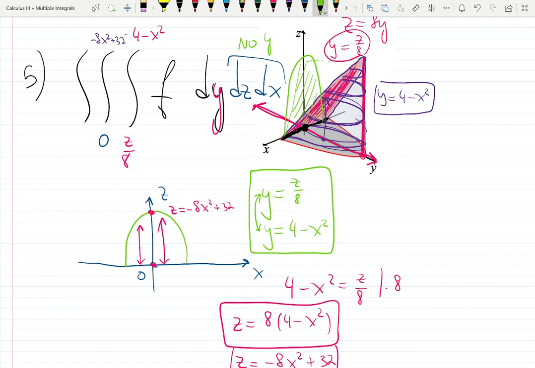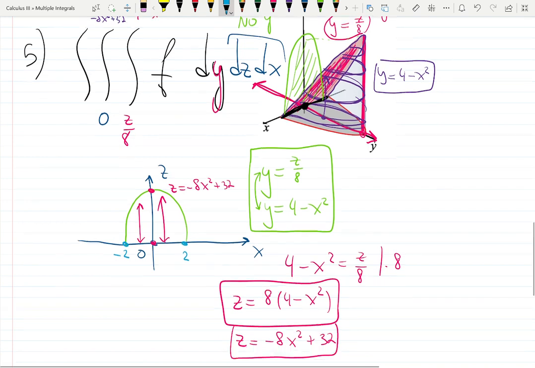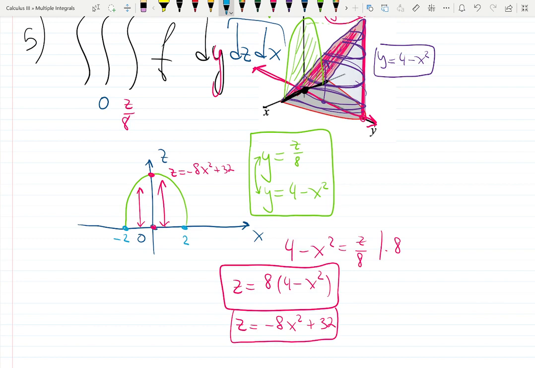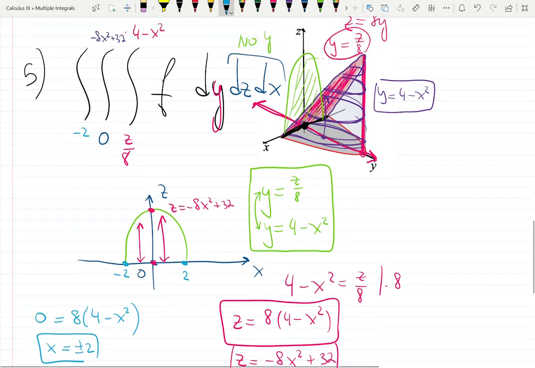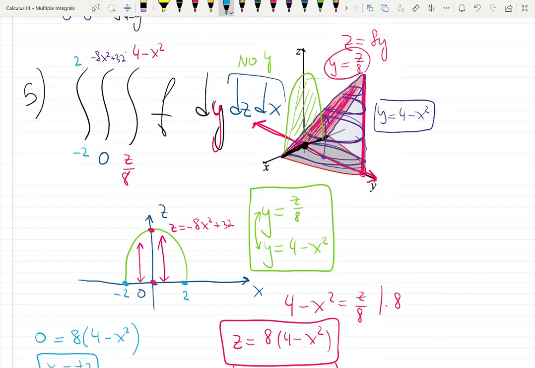Finally, x is going from a number to a number. What numbers? I'm talking about these numbers because x here is running from minus 2 to 2. How do we know? We already found it before. That is the intersection of this parabola when z is 0, right? Because z is 0 on the x-axis. So 0 equals, that's why it's nice to have a factored form. It's actually easier. X will be plus and minus 2. Minus 2 to 2. And we're done with this integral.